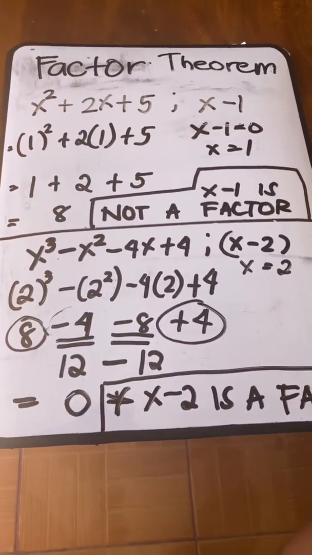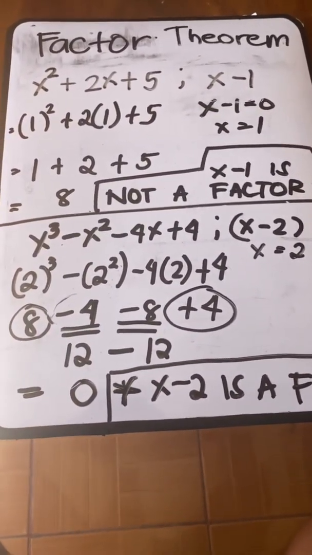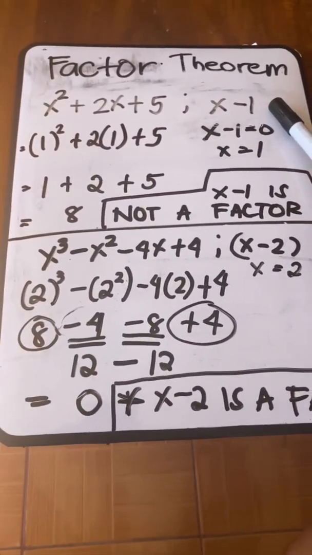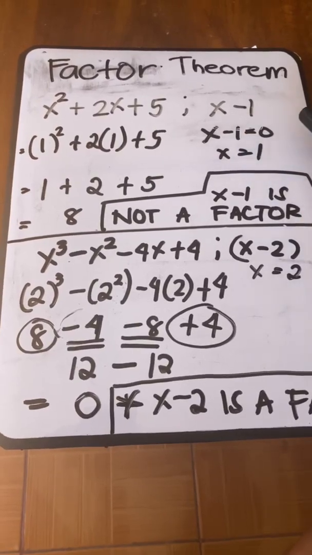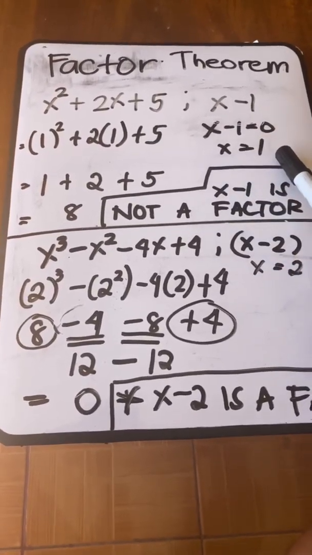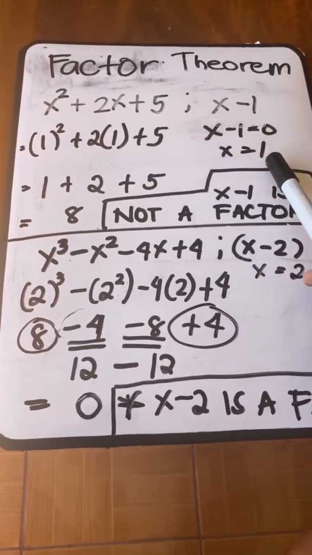Now, so what are we going to do? The same process as the remainder theorem. We equate this divisor to 0. So, x minus 1 equals 0. It will become positive 1. So, x is now equal to positive 1.